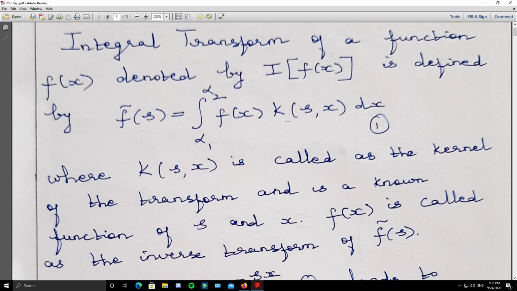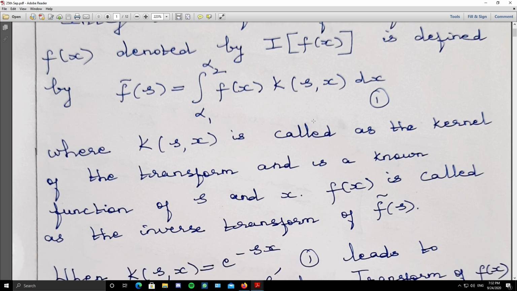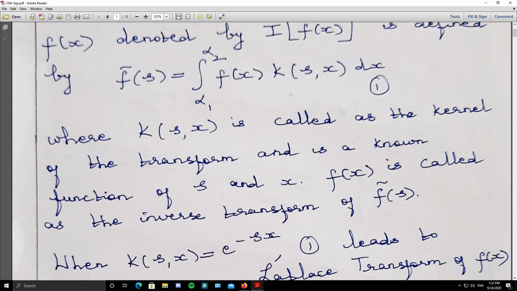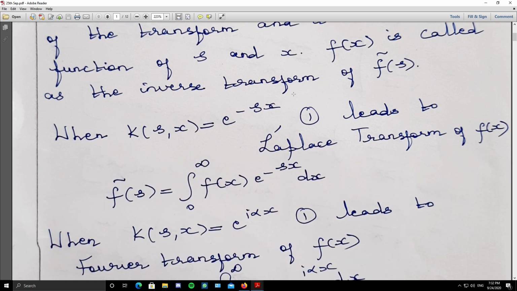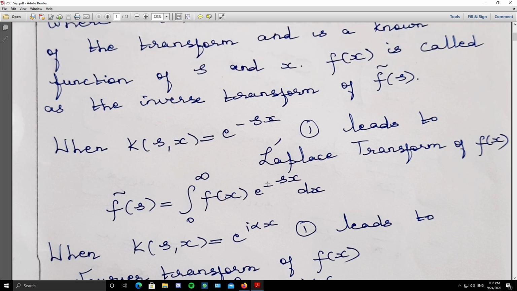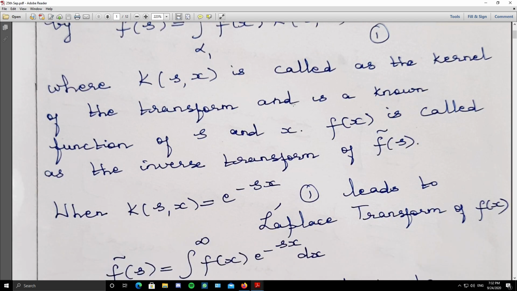As I told you, the kernel is in your hands. Laplace took the kernel as e power minus sx, so this integral became the Laplace transform. And Fourier defined the kernel as e power i alpha x, that is, a complex exponential function. So this integral becomes the Fourier transform.